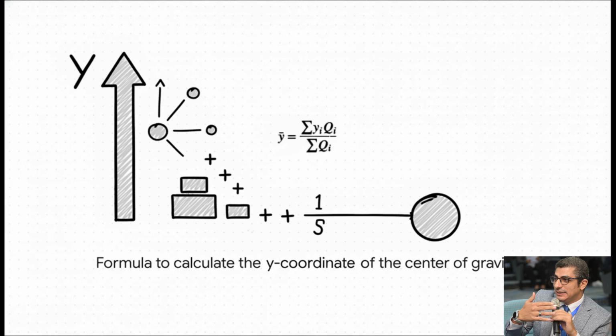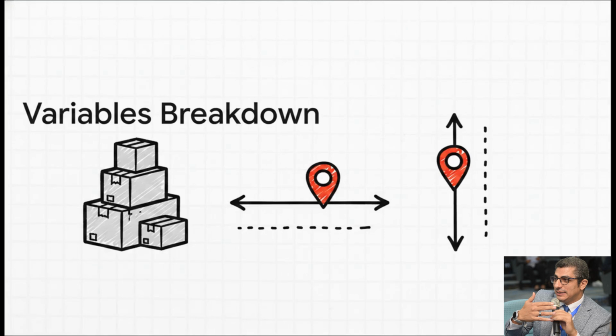The logical structure here is exactly the same as the last one. The only difference, instead of x-coordinates, we substitute in the y-coordinates of our destinations. We multiply each y by its corresponding quantity, sum them all up, and divide by that exact same total weekly quantity. Let's do a super quick breakdown of those variables just so everyone is completely comfortable with the notation before we start crunching the numbers.